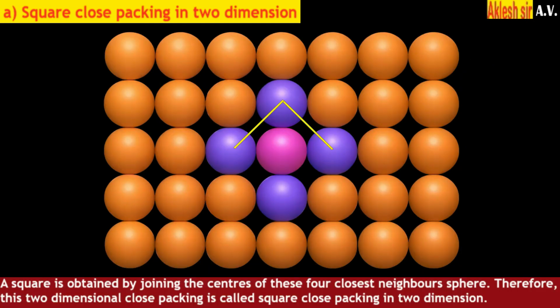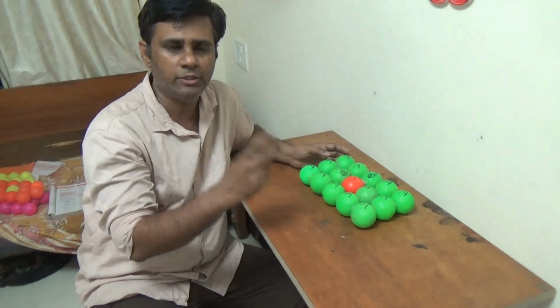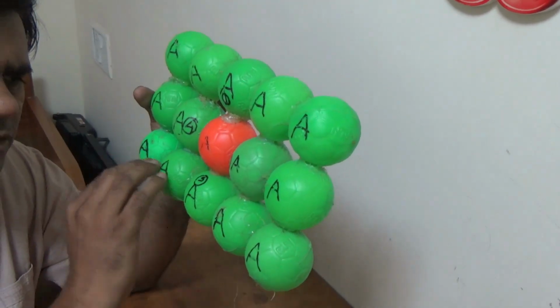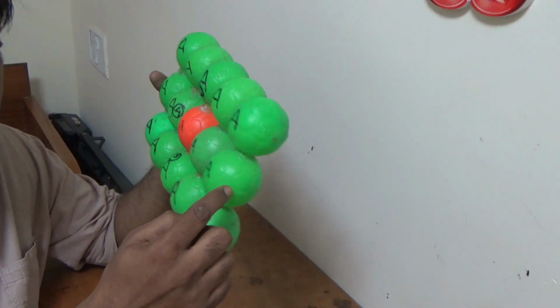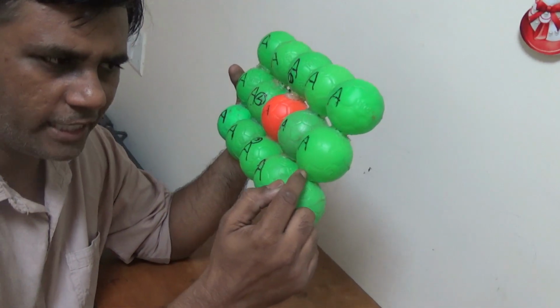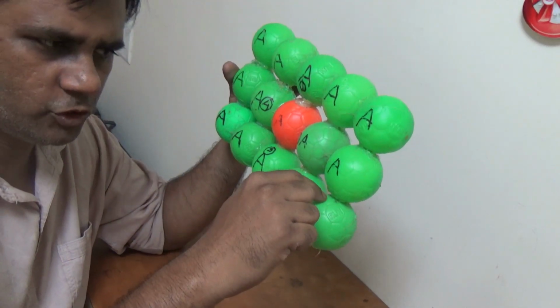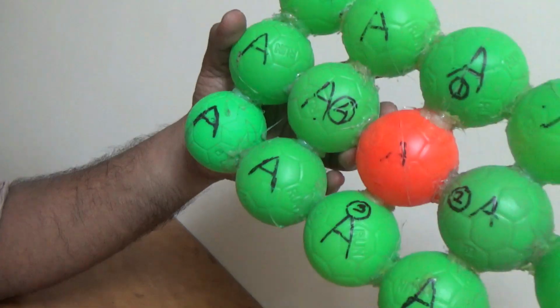A square is obtained by joining the centers of these 4 closest neighboring spheres. Therefore, this 2-dimensional close packing is called square close packing in 2 dimension. This is the 1 dimension sphere along the x-axis. This is the first row, and another row, the second row, is placed in such a way that the crest of the second row is just touching the crest of the first row. This crest and this crest are meeting, this crest and this crest are meeting.